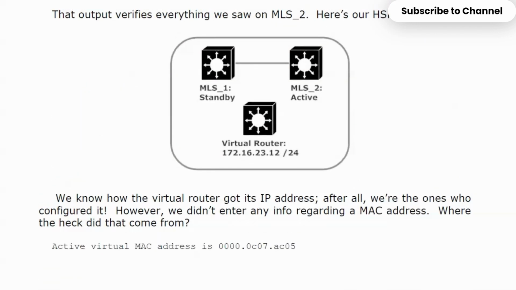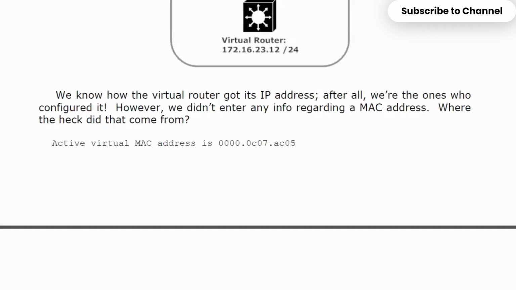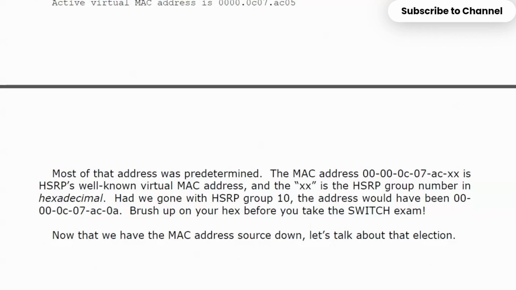And here's our current network. MLS2 is the active switch, MLS1 is the standby switch, our virtual router is 172.16.23.12. That also concludes our first lab.